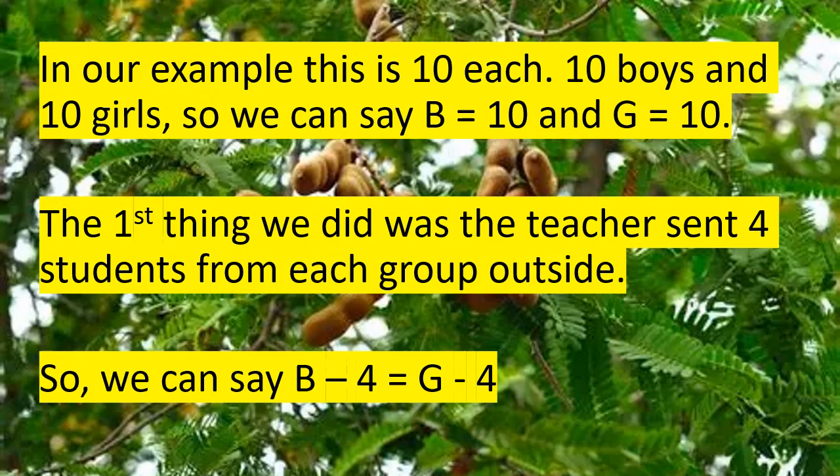In our example, this is 10 each, 10 boys and 10 girls. So we can say B equals 10 and G equals 10. The first thing we did was the teacher sent 4 students from each group outside. So we can say B minus 4, boys minus 4, equals G minus 4, girls minus 4.